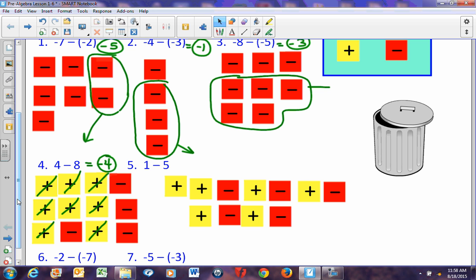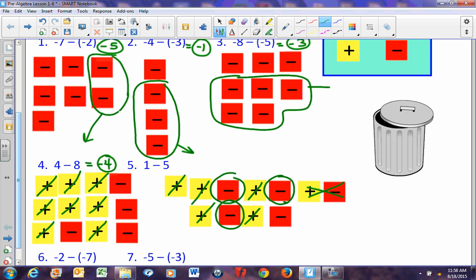So I essentially added nothing, because I added 5 0 pairs. But now can I take 5 away from this? Yes, I can. I can now take 5 yellow tiles away. 1, 2, 3, 4, 5. Okay? Which means this is a 0 pair. This doesn't mean anything. I added 1 too many 0 pairs. What am I left with? I'm left with 1, 2, 3, 4 that are negative. So this makes negative 4.